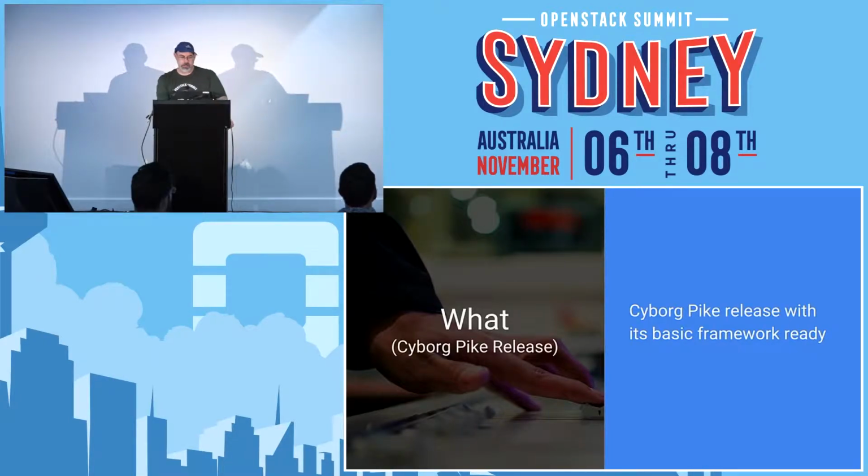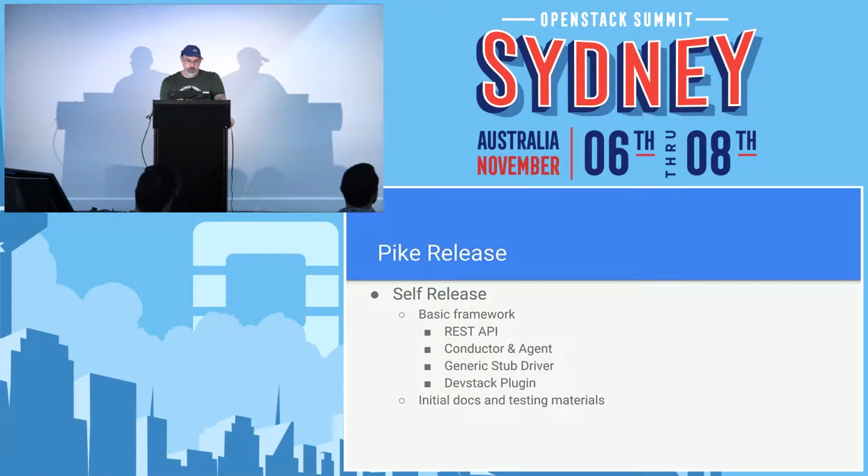So let's talk about the watts. They released some code for Pike, so you can actually go and start playing with it, which I was doing this week, and it's actually quite neat. The basic framework went into Cyborg Pike, and what did they do? They got the REST API working, the conductor and the agent, a generic stub driver, and a Devstack plugin, which I'll show you. And they did some initial documentation and testing materials.